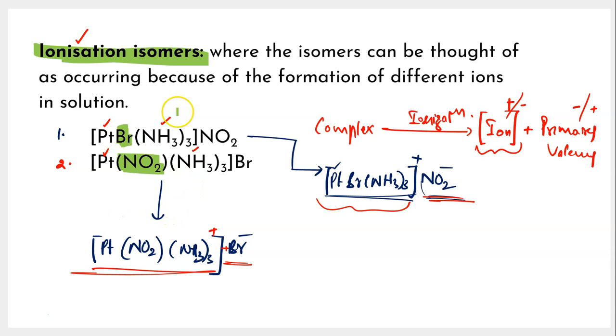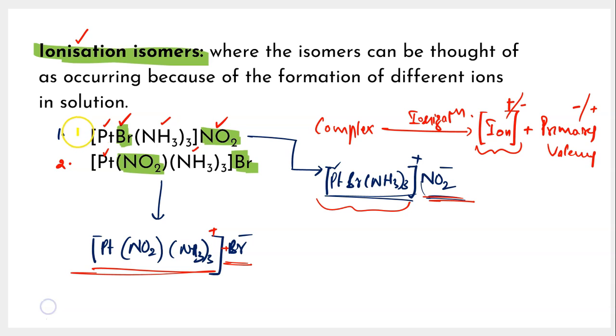This is the difference. In complex number 1, NO2 group is acting as primary valency. It was out of the complex, and in complex number 2, it is bromine acting as the primary valency. So the only difference between both of these complexes is the position of bromine and NO2. The remaining composition is the same. They have the same number of platinums, the same number of bromine, NO2 and ammonia groups. The only difference is the position. The position of these groups is different. And now what happens due to this difference? Due to the difference in the position of these two groups, the ions that are produced are different, isn't it?